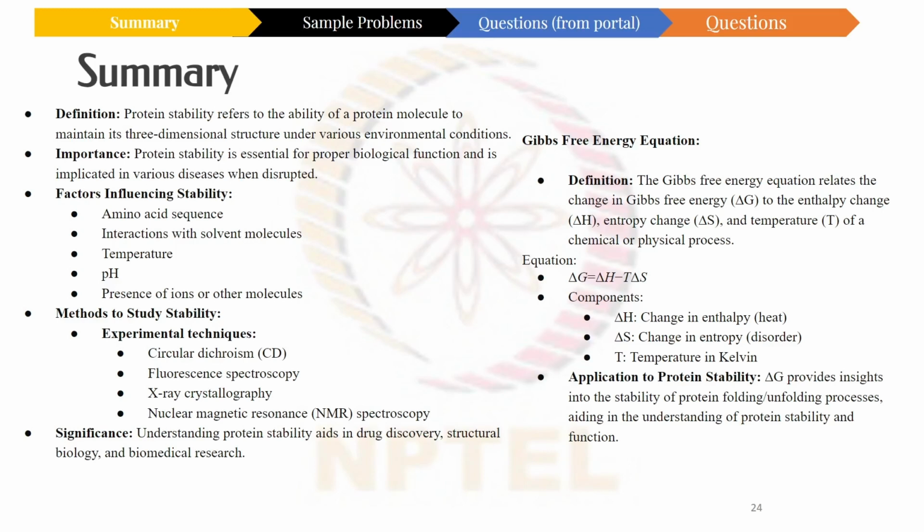So in the context of protein stability, a negative delta G indicates that the protein is thermodynamically favorable, that is stable, whereas a positive delta G indicates that unfolding is favored.